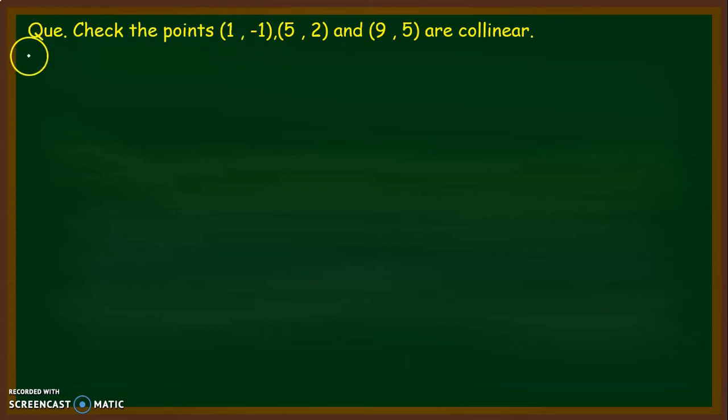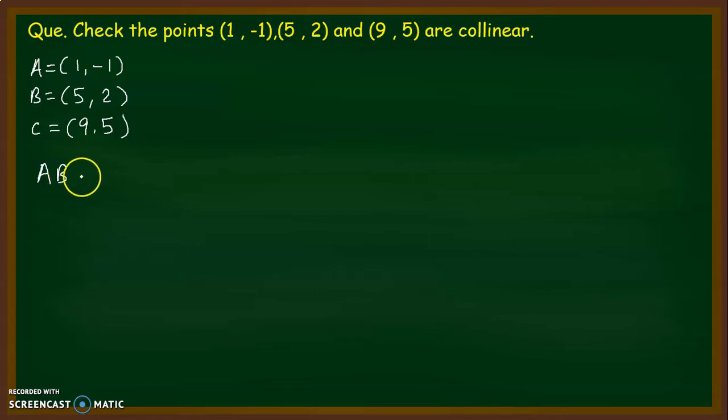Here 3 points are given. The first point A is (1, -1), the second point B is (5, 2), and the third point C is (9, 5). We have to check whether they are collinear or not. First of all, we will find the distance between all 3 points: AB, BC and AC. If the sum of any two is equal to the third, then the points are collinear.